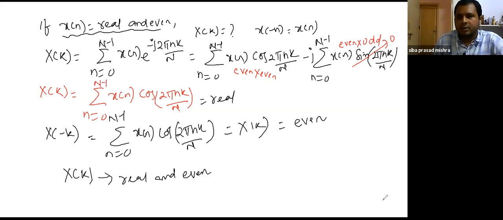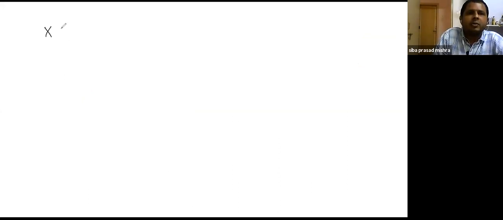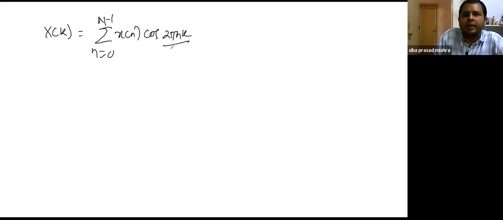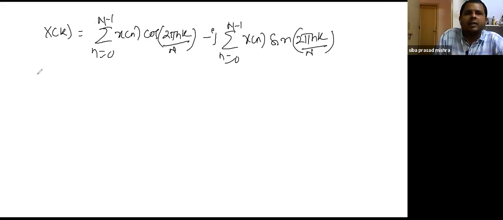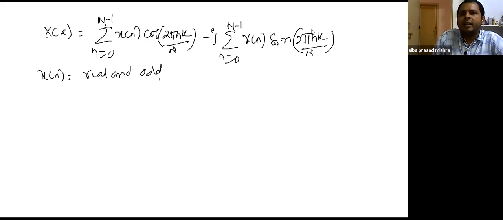Okay, now same thing I am writing here. What you got? X of k equals summation of n 0 to n minus 1 x of n cos of 2 pi nk by n, minus j summation of n 0 to n minus 1 x of n sin of 2 pi nk by n. Now what is the case? Now x of n is real and odd.